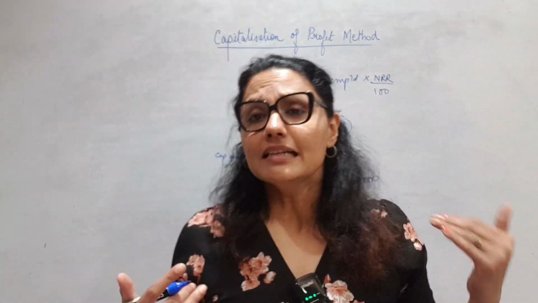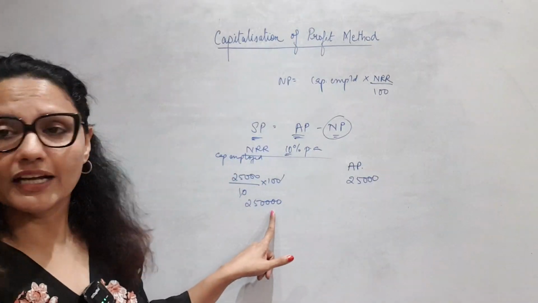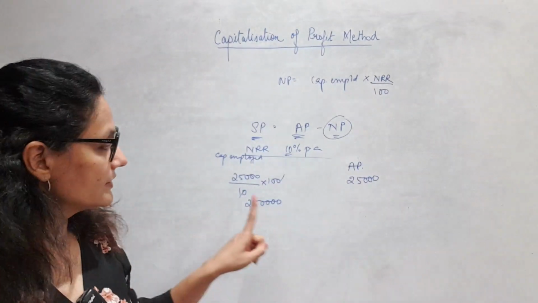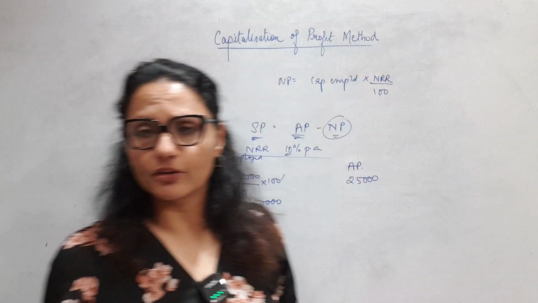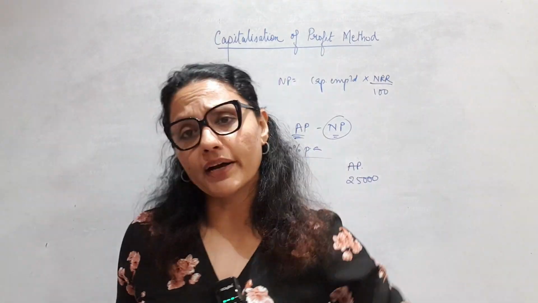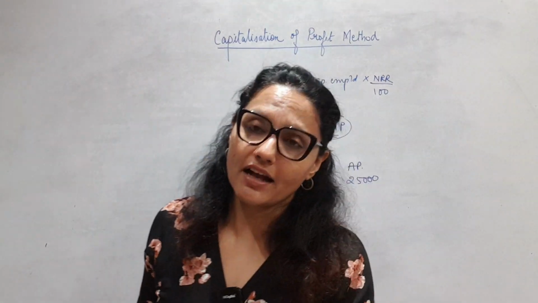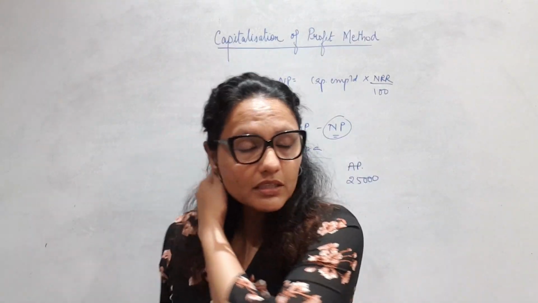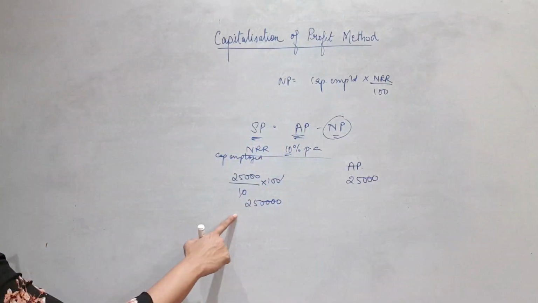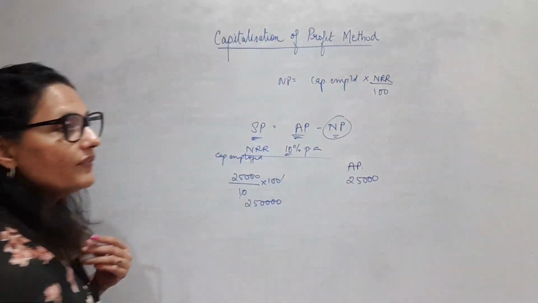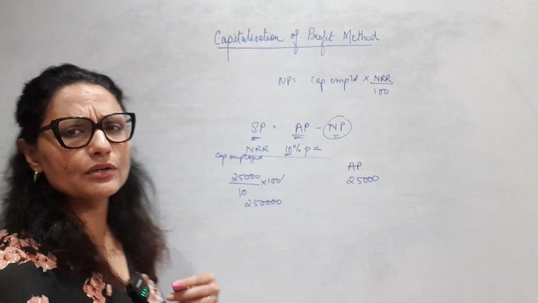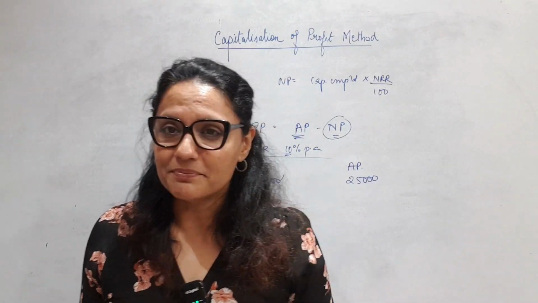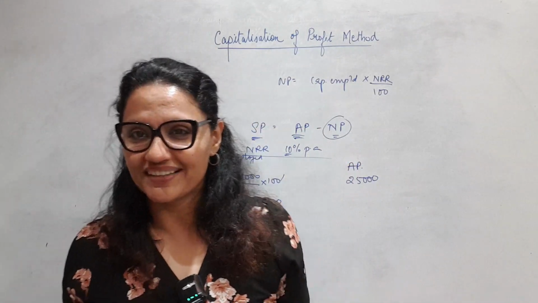So what is this? This is the capitalized value of average profit, meaning the capital investment required to get 25,000 as average profit. Simple. Okay, nothing great about it. So now, 2,50,000 is what I should have invested. So how much is goodwill? How do I find it? I should have invested this; I'll compare with what I have actually invested.